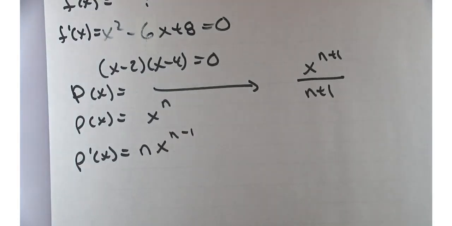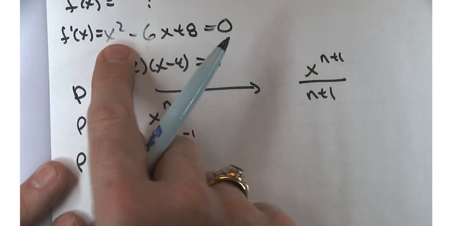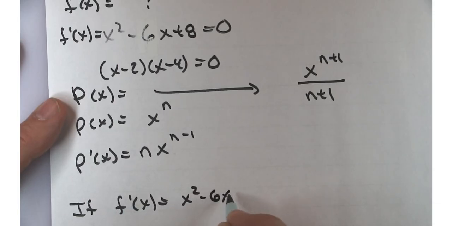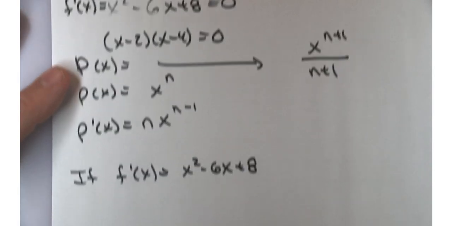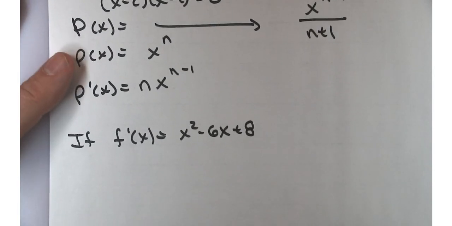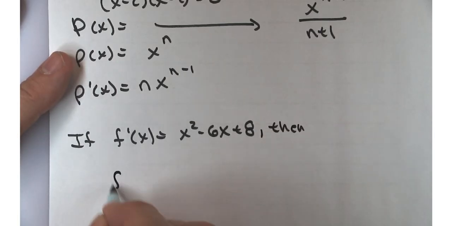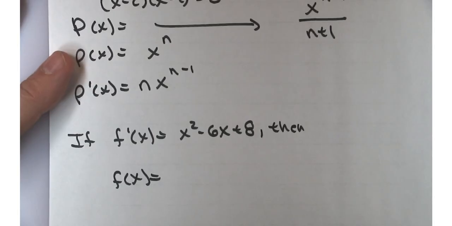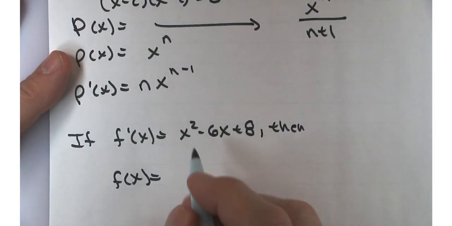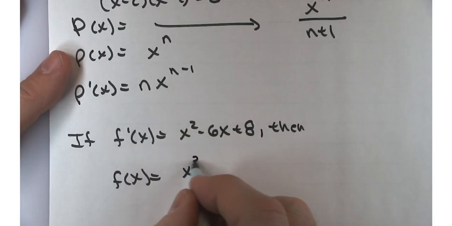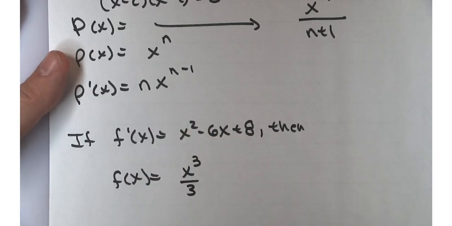So let's see if we can apply that to this term right here. If f prime of x was x squared minus 6x plus 8, well, let's see. Then f of x, its antiderivative, you're going to start by adding 1 to the exponent here. That's going to give me a 3. And then divide by that exponent.